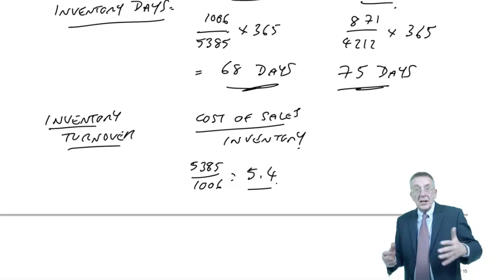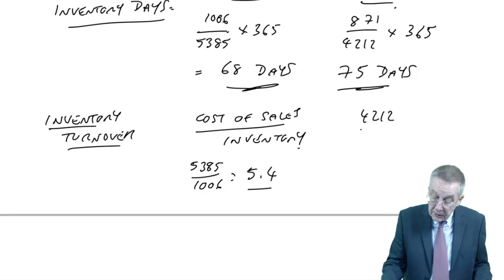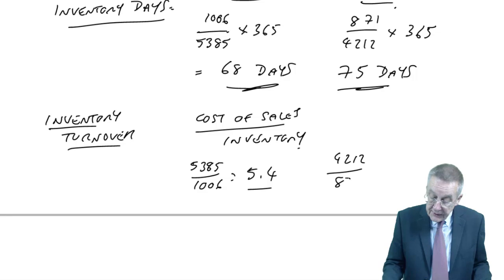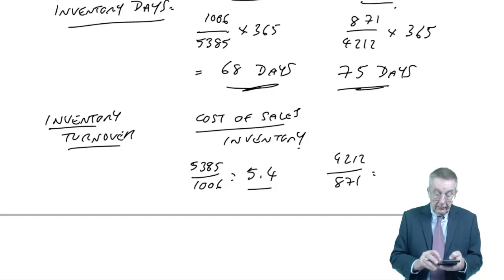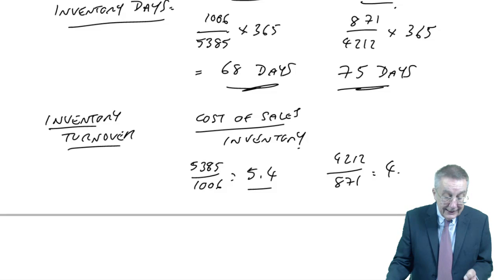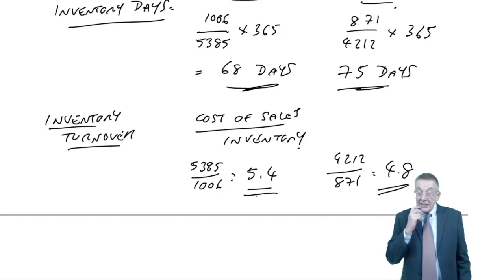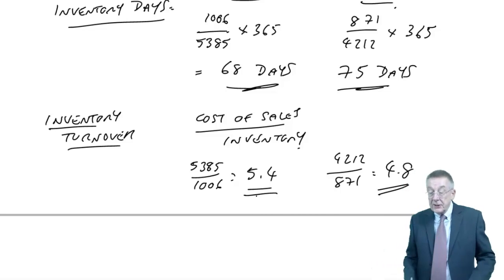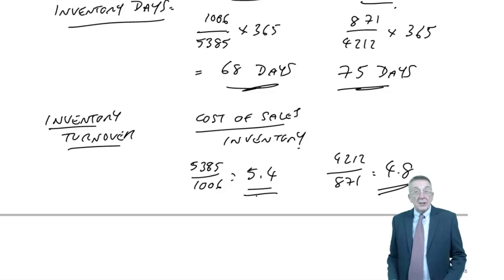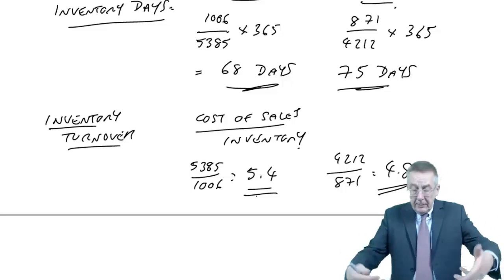So the cost of sales was 5.4 times the inventory, whereas in the previous year, 4212 over 871 was 4.8. And so you can see by comparing them that inventory days, the shorter the better, and we have managed to reduce it a bit. On the other hand, inventory turnover, the higher the better, the faster the inventory is being sold and replaced.